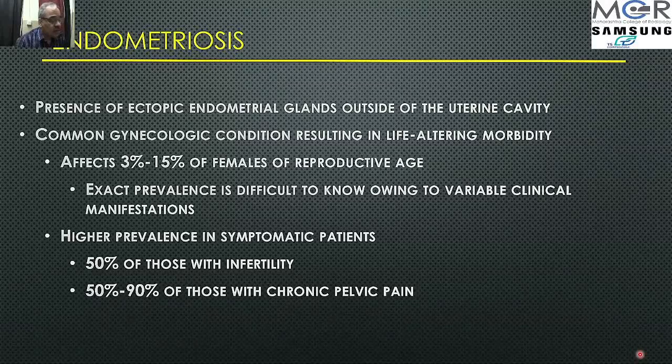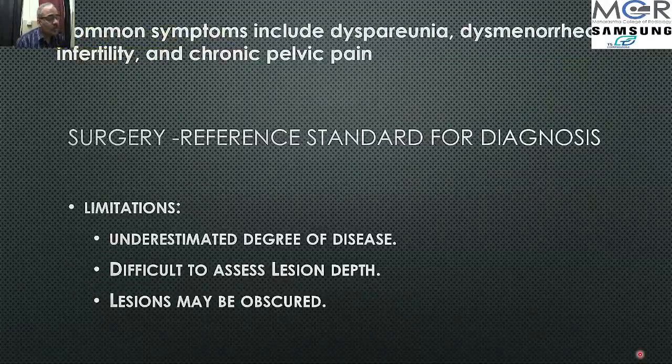So, a very common gynecological condition resulting in life-altering morbidity. It affects quite a number of females in the reproductive age group. The exact prevalence is difficult to determine because patients have variable clinical manifestations. Patients with symptoms have a higher prevalence, and around 50% of those are associated with infertility, and most of them have chronic pelvic pain. The common symptoms include dyspareunia, dysmenorrhea, infertility, and chronic pelvic pain. The symptoms may vary as per the location of the deep infiltrating endometriosis.